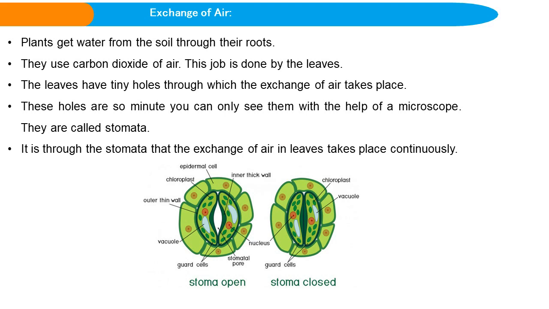Coming to the air, how do plants get their air? Plants get water from the soil, as we already learnt, and plants get carbon dioxide from the air, and this is done by the leaves. How do they get the carbon dioxide? The leaves have tiny pores throughout their body, what we call stomata, S-T-O-M-A-T-A.